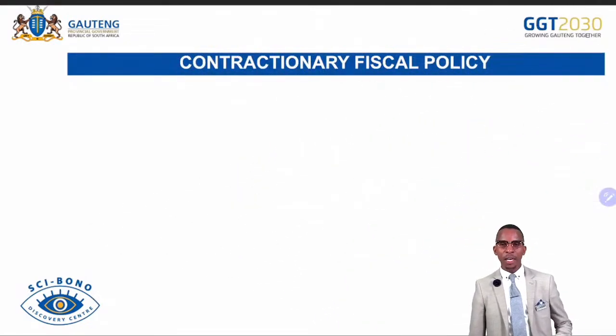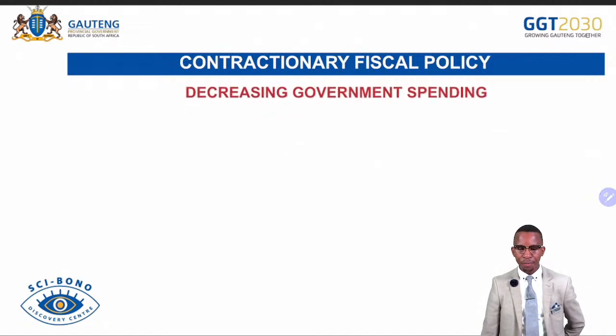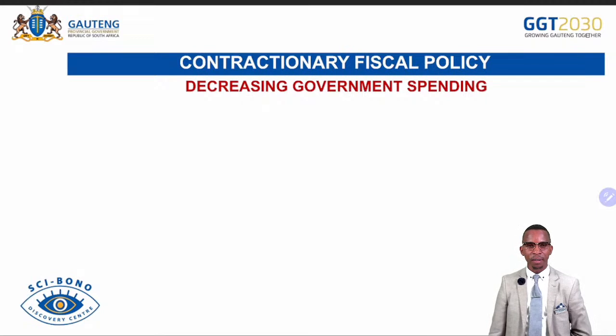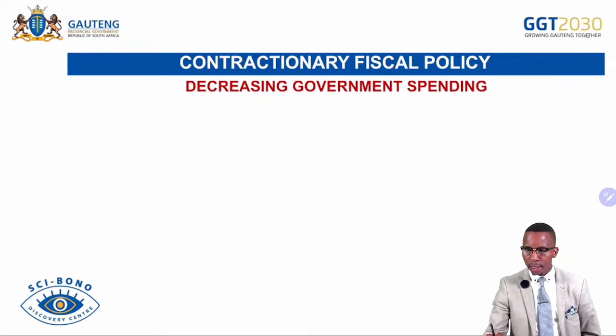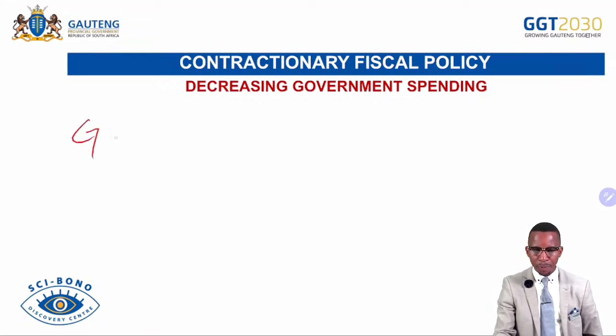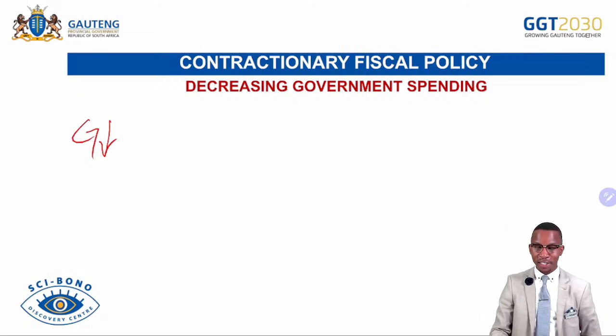So what about if the economy is doing very well? We need to contract using the fiscal policy. So we do what? We decrease government spending. Let's see what is the effect. So the government spending is being reduced. If you reduce government spending, what happens? We are reducing economic activities in this case.